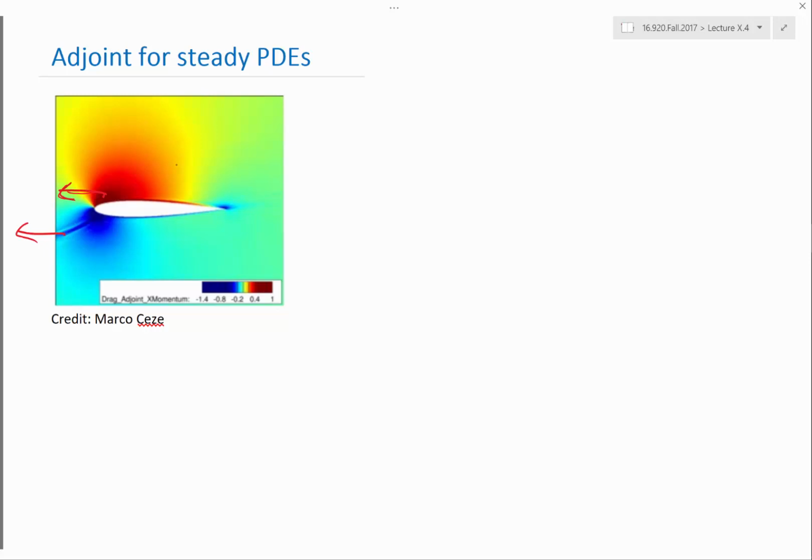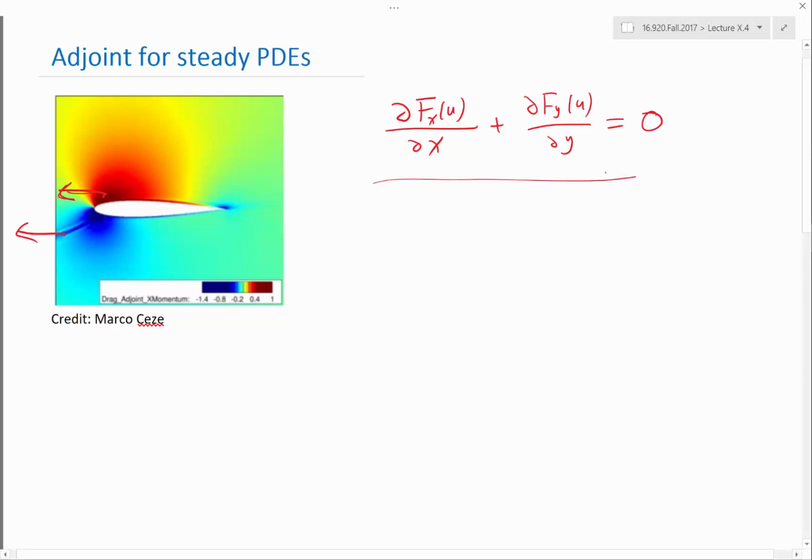So how is this adjoint equation derived for a steady state PDE? Let's start by introducing, for example, df_x of u dx plus, let's just think of a two-dimensional PDE, df_y of u dy equal to 0. This is the case if you solve the Euler equations in two dimensions. So this is our differential equation.